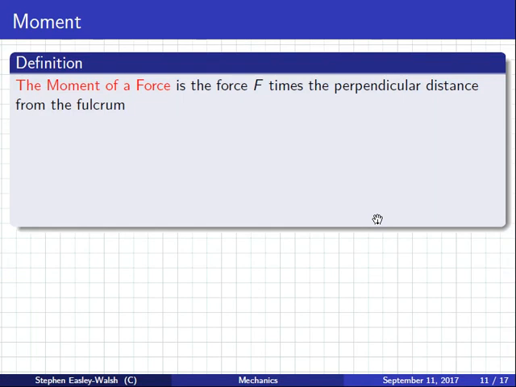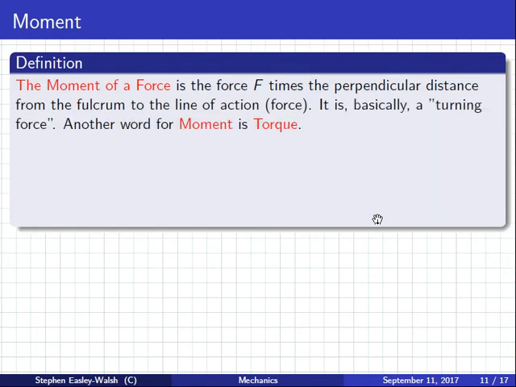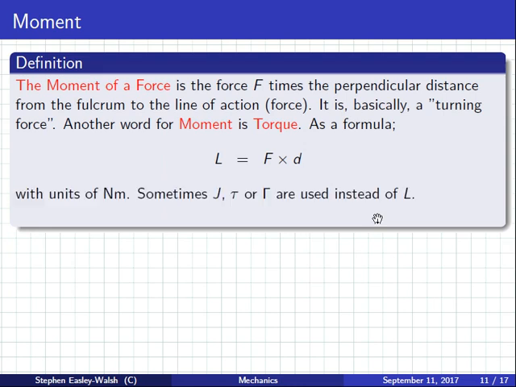So what we call the turning force, another word for it is moment or torque, is simply this formula: the force multiplied by the distance. I use the letter L, but I sometimes use a different letter for turning force. I'm going to try to use L more. So what's the unit for turning force? It's newton meters.